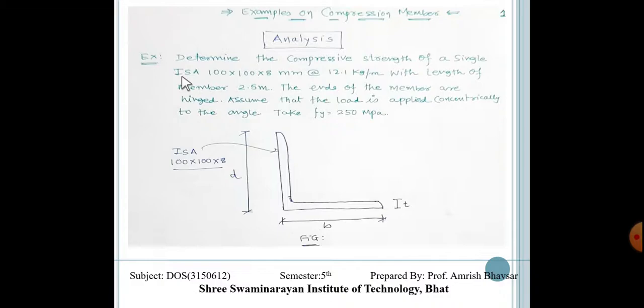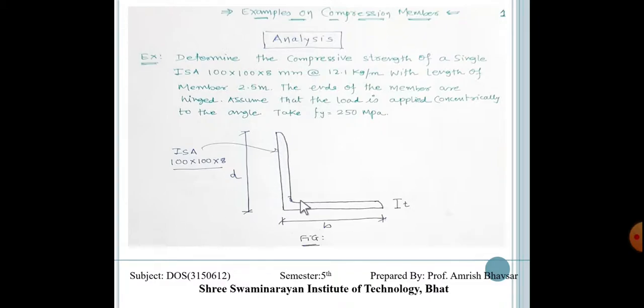What is given over here? Determine the compressive strength of single angle ISA 100 by 100 by 8 mm at a rate of 12.1 kg per meter, with length of the member 2.5 meter. The ends of the member are hinged. Assume that the load is applied concentrically to the angle. Fy is equal to 250 megapascal.